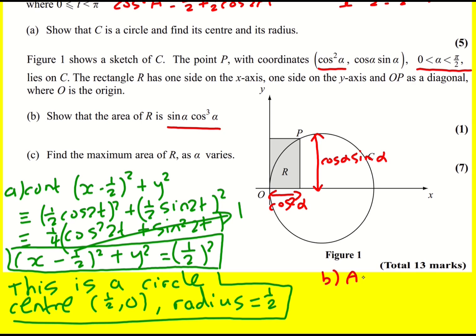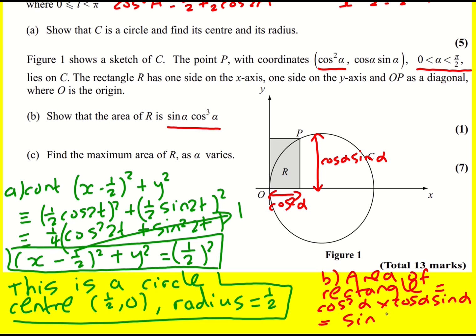Therefore, area of rectangle. By the way, this question is more of a guidance question rather than really testing us. It's just trying to help us out, presumably for part C. So it's going to be base times height, cos squared alpha times cos alpha sine alpha, which gives us sine alpha cos cubed alpha.